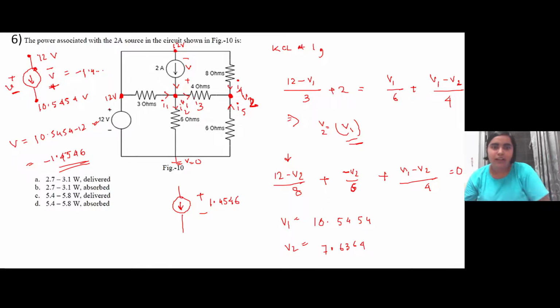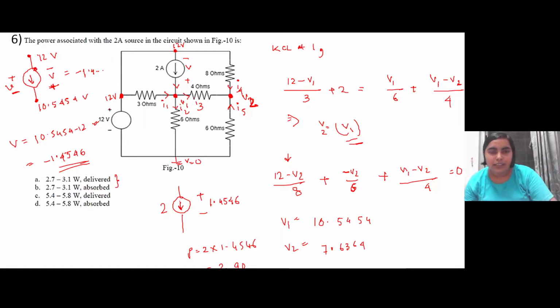So since the current, the power will be 2 into 1.4546, right? So it was 2.9092. 2.90, whatever. So it is either option A or option B.